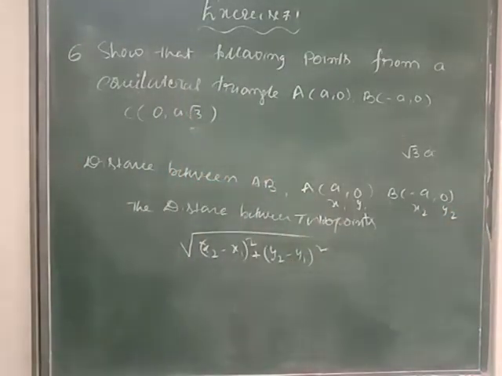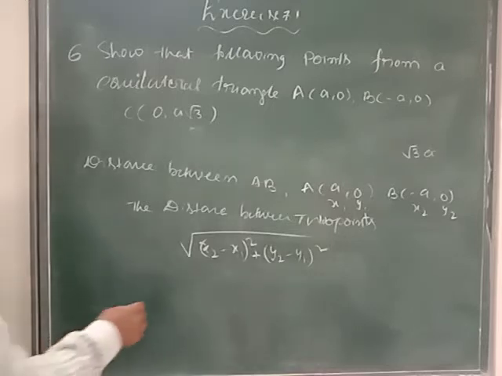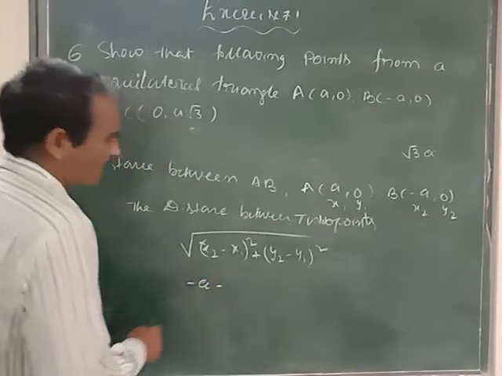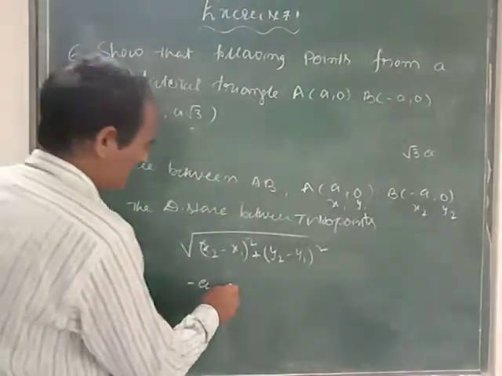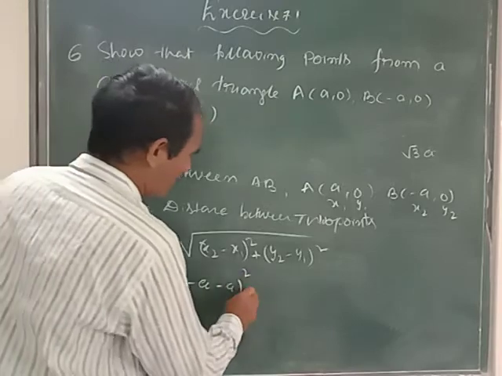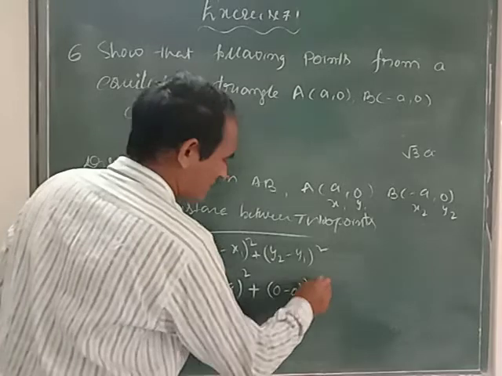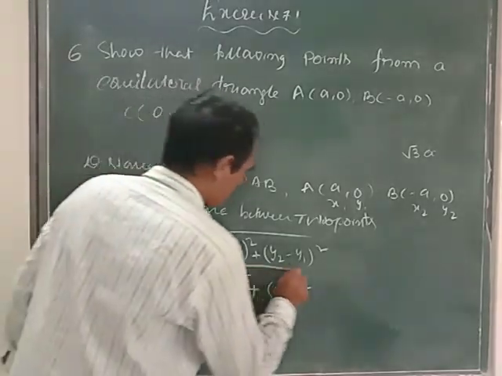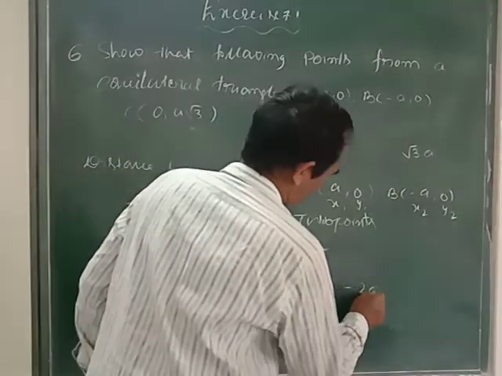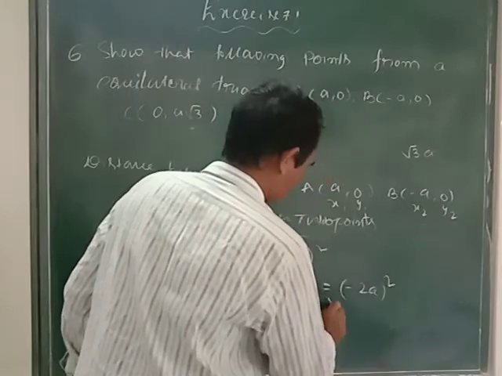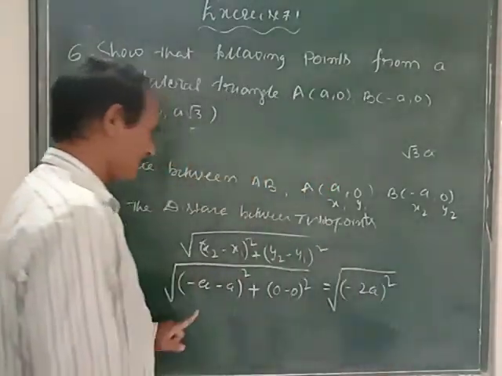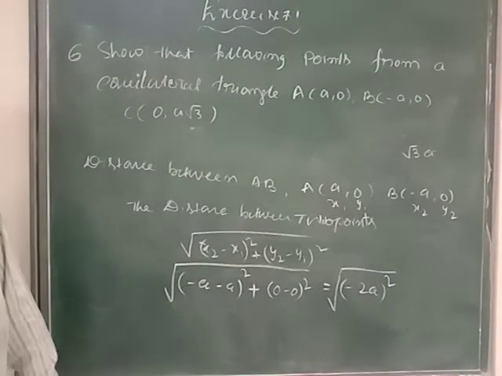Now what is x1, what is y1, what is x2, what is y2? You have to substitute the values. Now we are getting x2 minus x1. What is x1? Minus a, whole square, plus y2 minus y1: 0 minus 0 whole square. 0 minus 0, 0 only, no? Yes. That is minus 2a whole square.